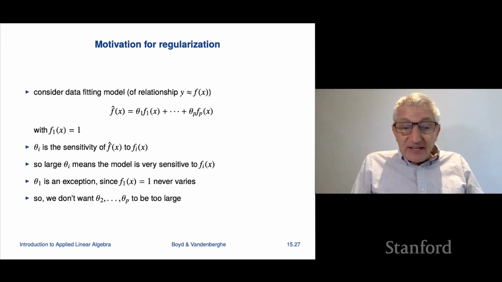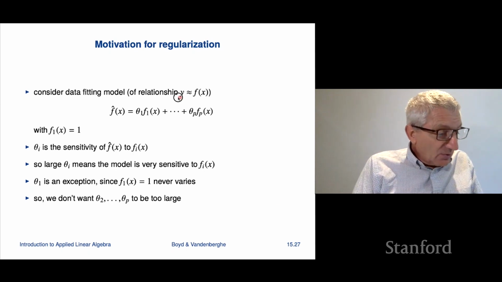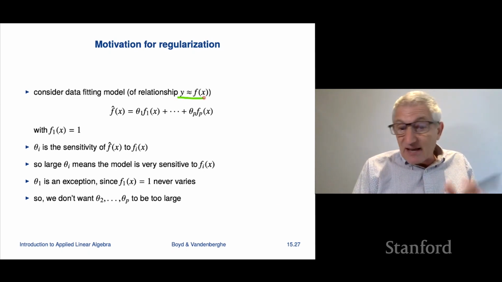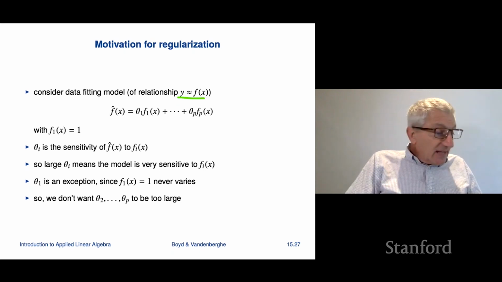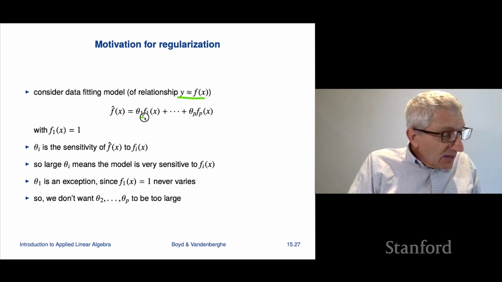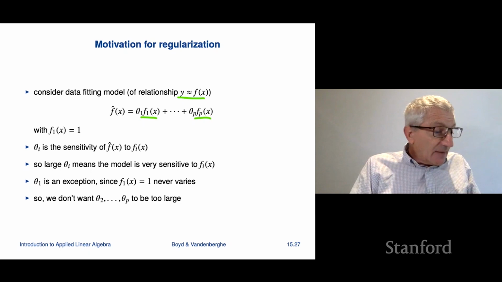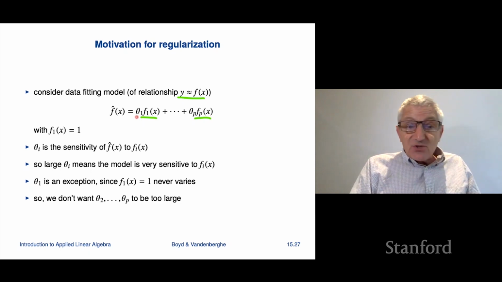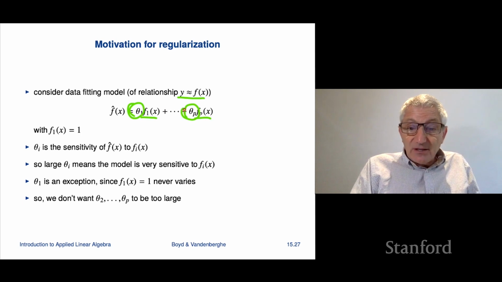Let's consider fitting a data model of some relationship that we guess holds, like y is about equal to f of x. f is some unknown function. We'll use a linear in the parameters model, and that looks like this. We will choose basis functions f1 through fp of x, and then we'll fit to the data the parameters in the model that multiply these basis functions. That's going to be theta 1 up to theta p. So that's going to be the idea.